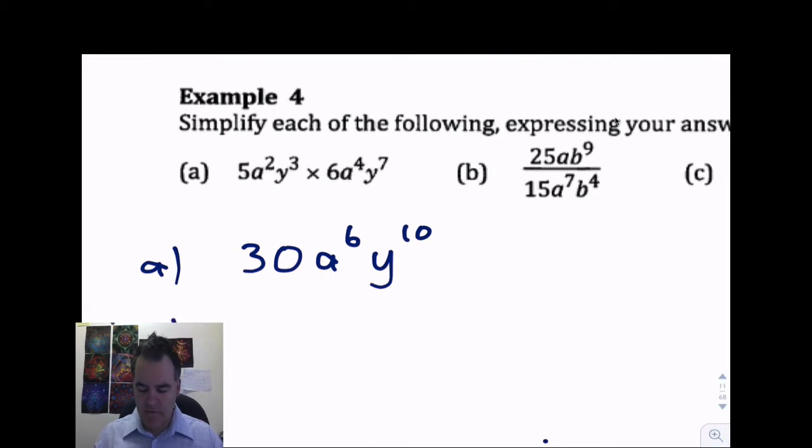Okay, in B we're dividing. So 25 over 15, we can simplify the fractions there.